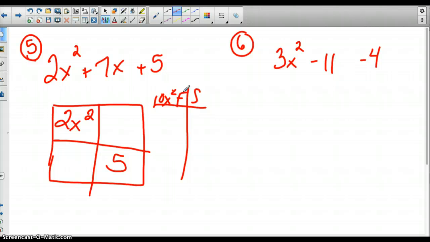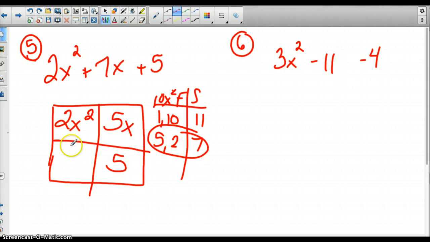So your factors of 10 could be 1 and 10, but the sum of those is going to give 11. We could do 5 and 2, which would give you a sum of 7. And look at that. That's what you actually want to have. So you take this 5 and you put it in, and it's 5 times x. You take the 2 and you put it in, and it's 2x.